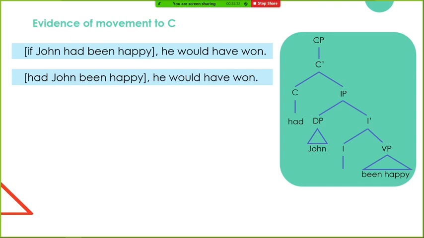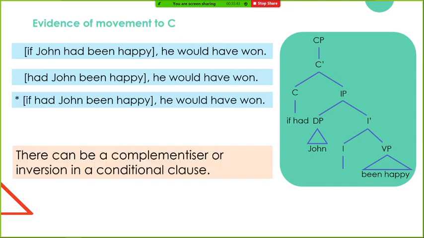Now, if both of those are possible, then we might predict that we can have the "if" and the inverted auxiliary together at the same time. And lo and behold, that's not possible. You can't have "if" and "had" in the same clause in that same position. And that would lead us to the conclusion that the inverted auxiliary is indeed trying to occupy the complementizer position. So if you've got a complementizer, you can't have an inverted auxiliary. If you've got an inverted auxiliary, you can't have a complementizer.